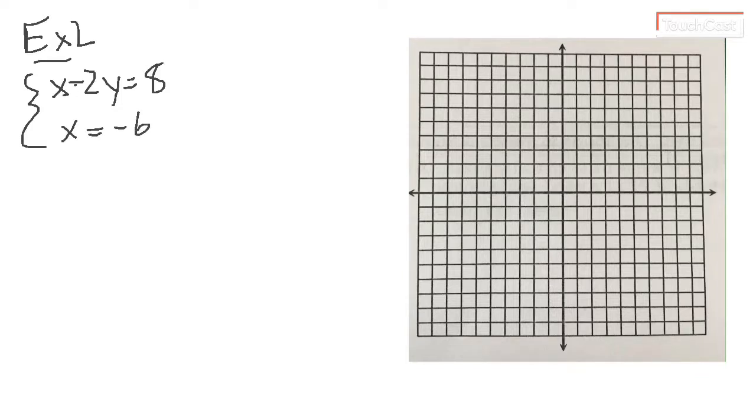And I'm going to actually graph that second line right away, because whenever we have x equals a number, that's going to be a vertical line through that value on the x-axis. So we're going to go to the left 6, and we're just going to make a vertical line through that point.